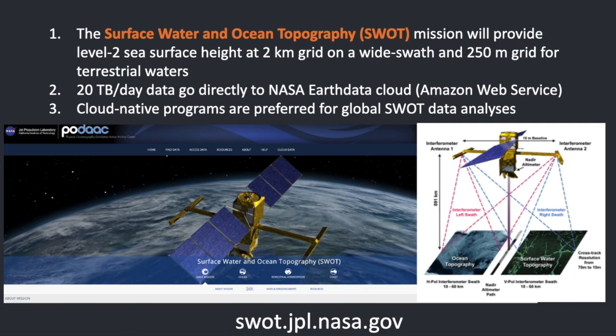The second mission I would like to highlight is the Surface Water and Ocean Topography mission, the SWOT mission, as we talked about earlier. It is a pathfinder mission using the Ka-band Radar Interferometer. It will be launched later this year and will provide wide swath ocean topography and terrestrial water measurements. The horizontal resolution for level 2 products is 2 kilometers for the ocean and 250 meters for the terrestrial waters. Again, it will produce more than 20 terabytes per day of data.